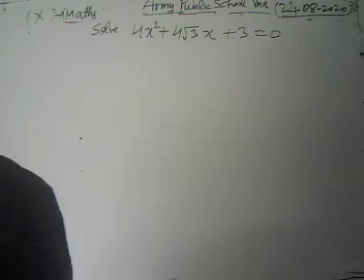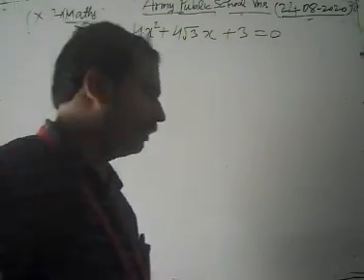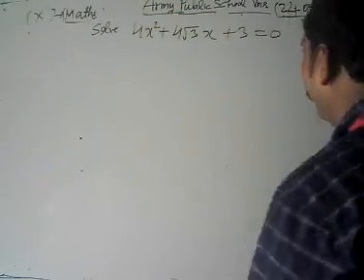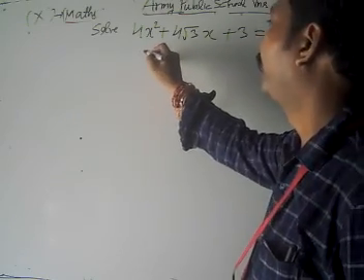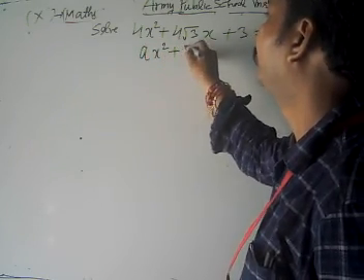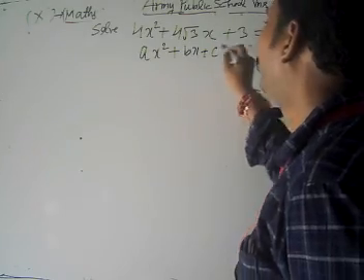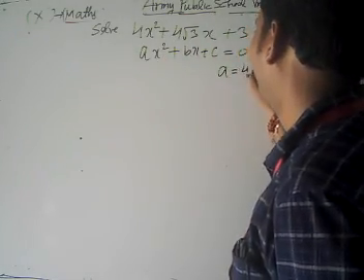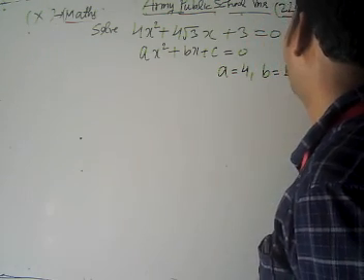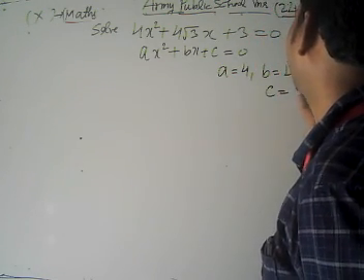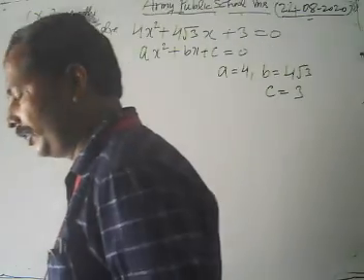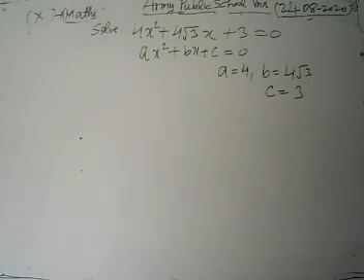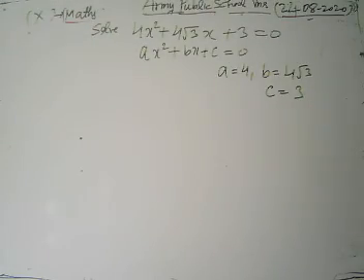Today we have read about the quadratic formula, so again we are going to solve it by using the quadratic formula. How? First of all, we compare with our standard form ax square plus bx plus c equal to 0. On comparing with the standard form, what do we get? The value of a is 4, the value of b is 4 root 3 and the value of c is 3. So the values of a, b and c are 4, 4 root 3 and 3 respectively.